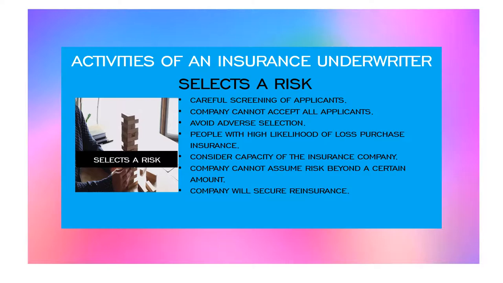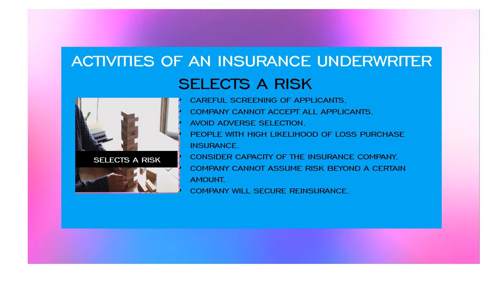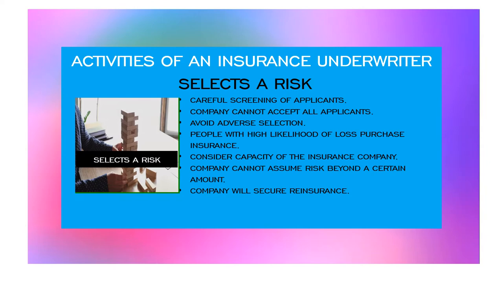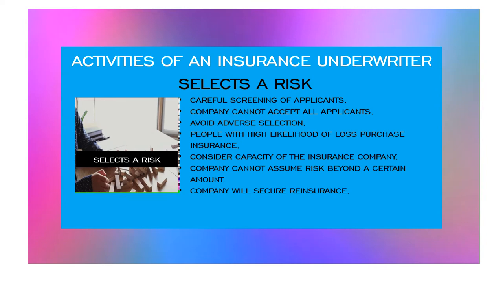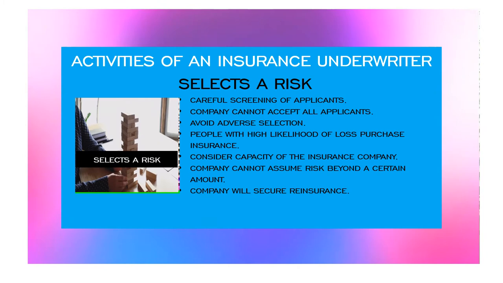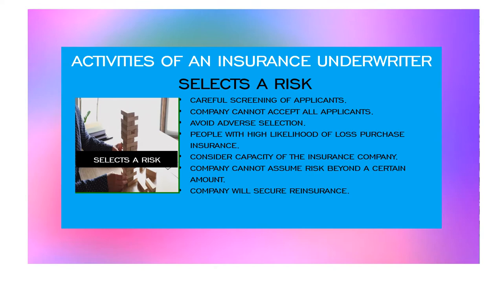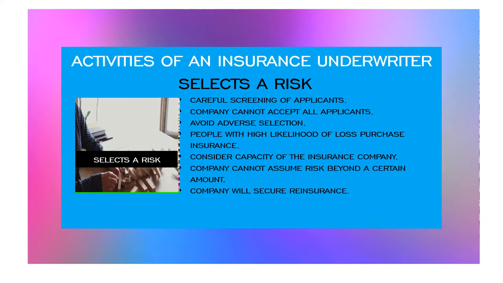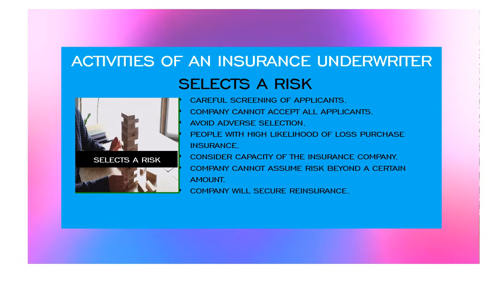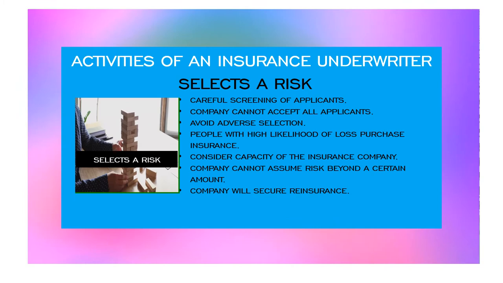Now, let us take a closer look at the underwriter's functions. First, selection of a risk. Every approved insurance policy means that the insurance company has agreed to assume the risk of a certain amount. To protect its finances, the insurance company will have its own threshold limit amount, beyond which it cannot accept any risk. This means they cannot accept all applications. Hence, they would carefully screen all applicants and choose only those applicants for whom they determine that the probability of loss is limited or minimal. It means that they avoid adverse selection. Further, they would also transfer a portion of their total risk to a reinsurance company.